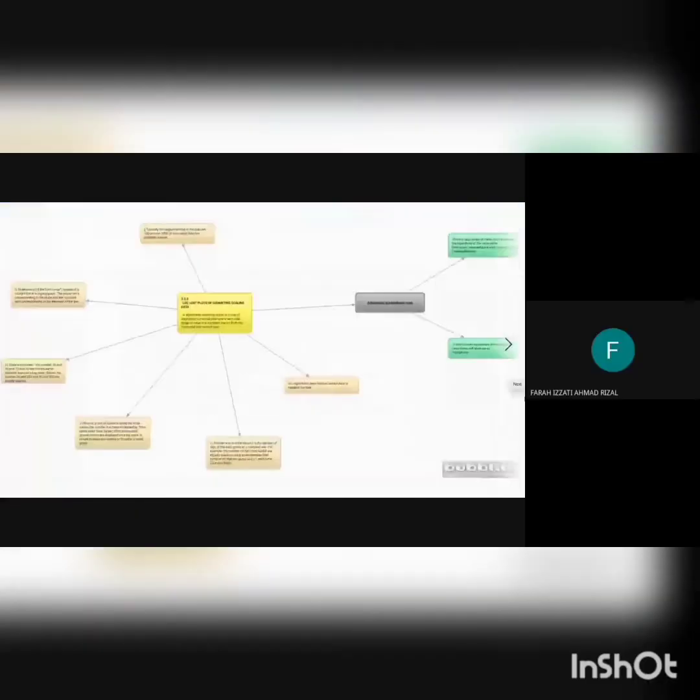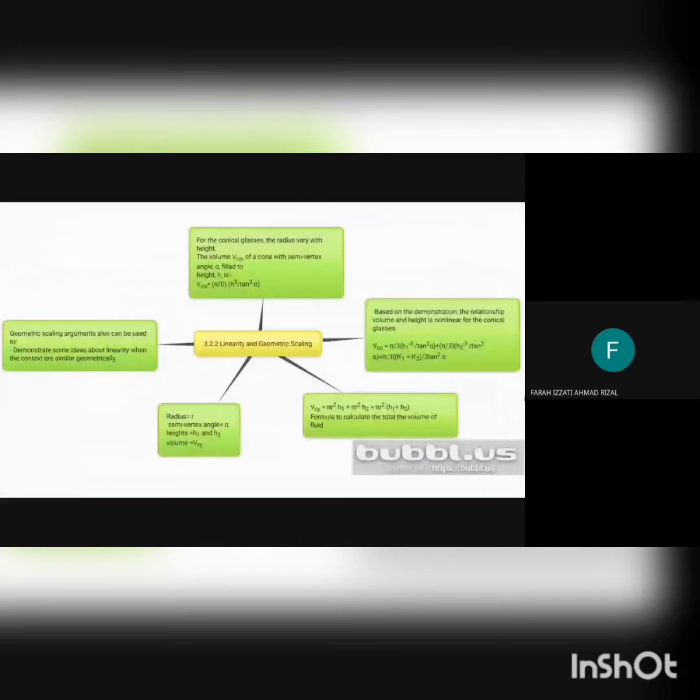Okay, my name is Farah Izzati binti Ahmad Rizal. I will present to you about subtopic 3.2.2, linearity and geometric scaling.